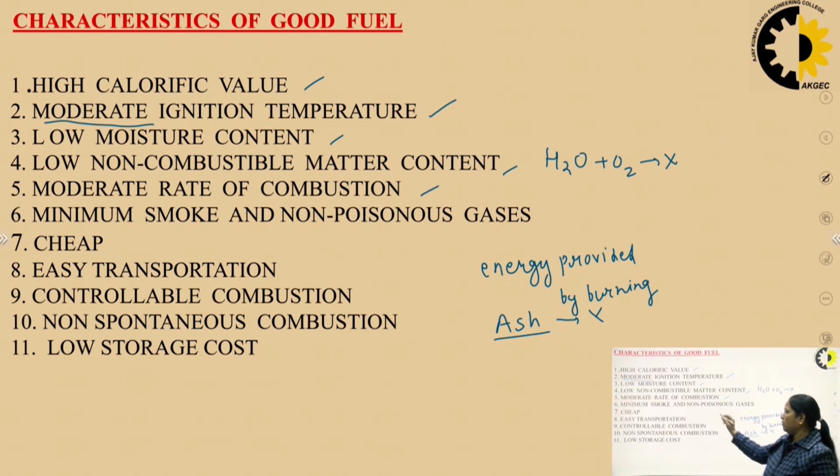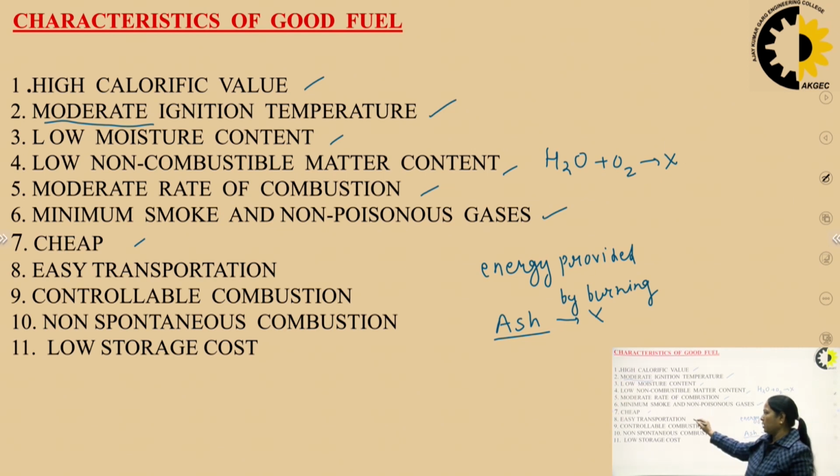Next is minimum smoke and non-poisonous gases. Nowadays it is a very important factor, as you all know that AQI is rising day by day. So the fuel must liberate a minimum amount of smoke and almost zero poisonous gases. The fuel must also be cheap enough so that we can use it in a particular application and it will not increase the cost of a product.